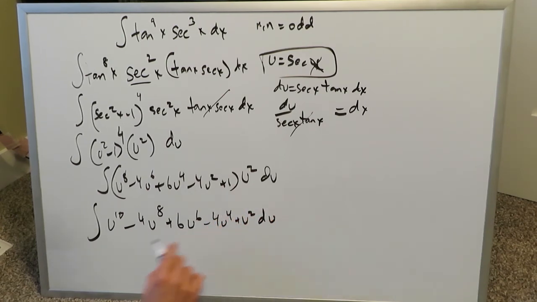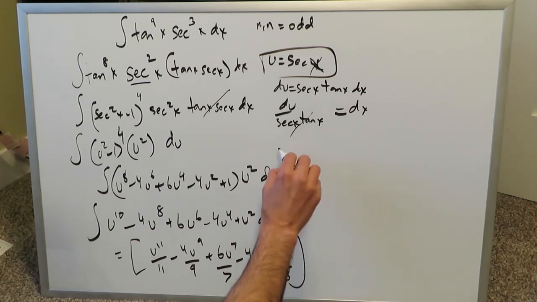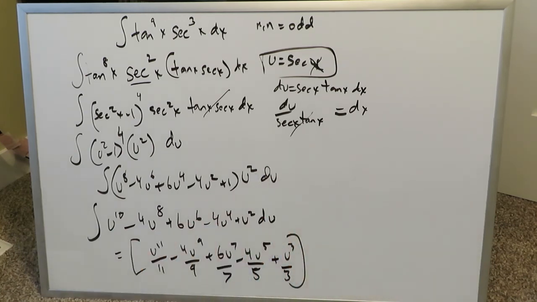Of course, I admit this question became a little complex. When you open this up, you will have u to the 11 over 11 minus 4u to the 9 over 9 plus 6u to the 7 over 7 minus 4u to the 5 over 5, and these u's have to be resubstituted. u cube over 3 plus c. I'm not writing the plus c. And let's write the final answer.